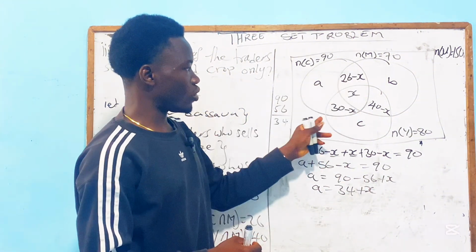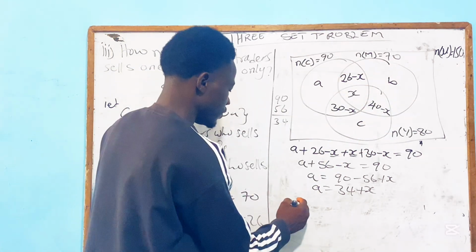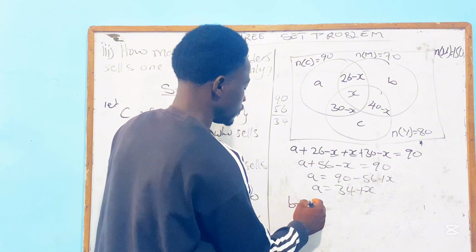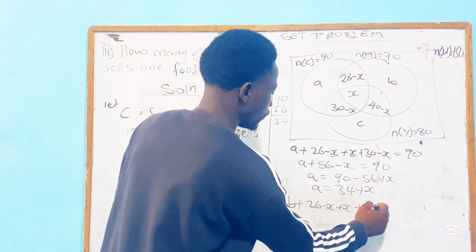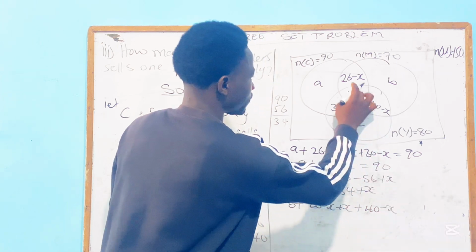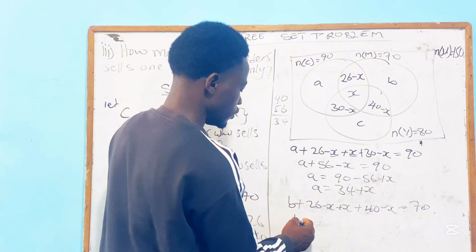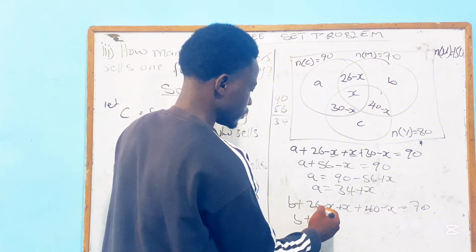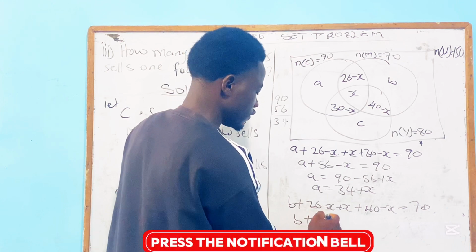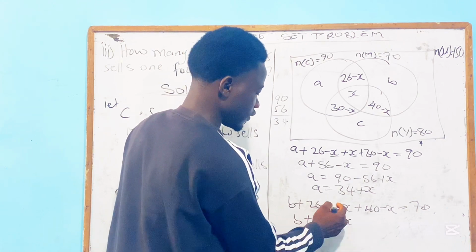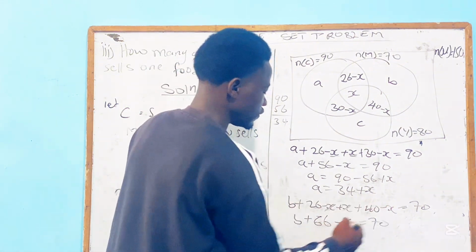Remember we sum everything inside this one, and you get 70. So it means B plus 26 minus x plus x plus 40 minus x, and this must give you 70. So B plus 26 plus 40 will give me 66 minus x. This x is going to cancel this x, leaving only that, and this is going to be equal to 70.